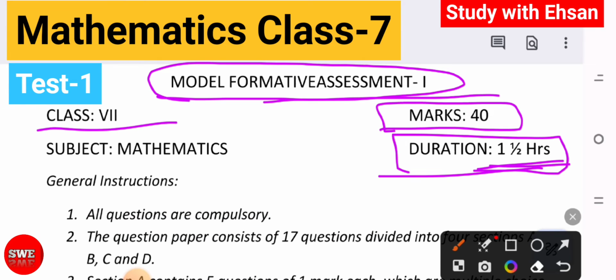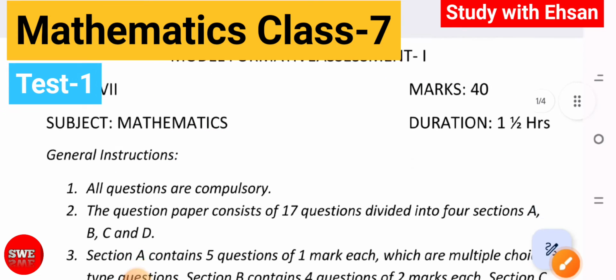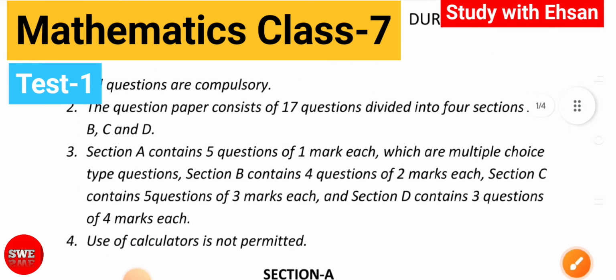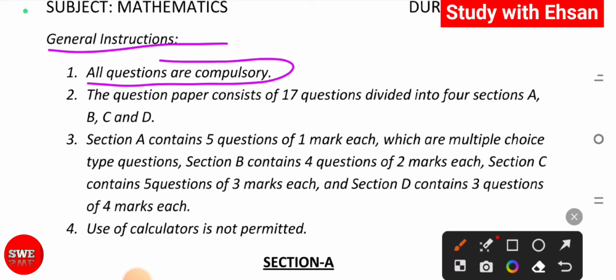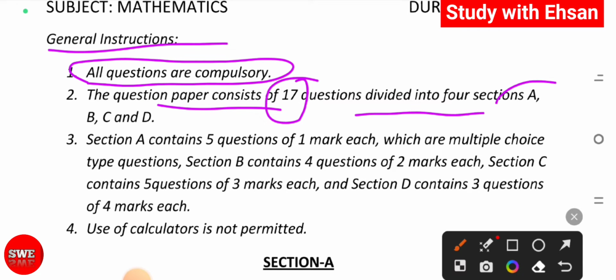You can see on the screen class 7 subject mathematics and general instructions are also given, and let me read the instructions one by one and make you understand. General instructions. Instruction number 1, all questions are compulsory. All the questions given in the practice set are compulsory. The question paper consists of 17 questions. Yes, total number of questions is 17, and these are divided into 4 different sections: A, B, C and D.